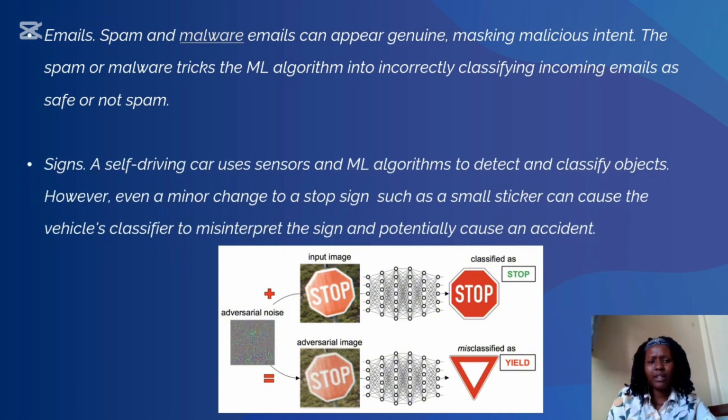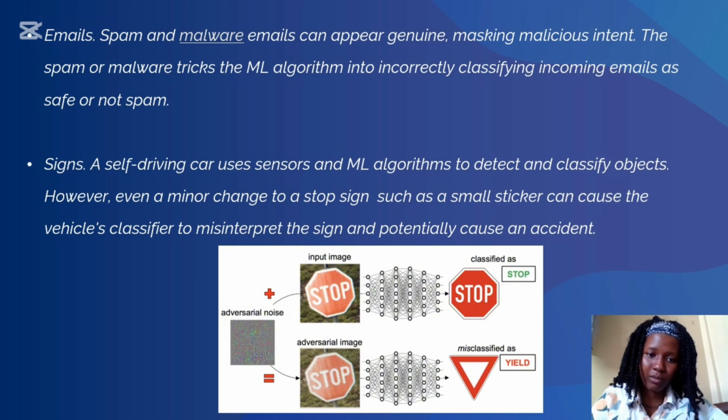So when you look at signs, a self-driving car usually uses sensors and machine learning algorithms to detect and classify the objects. However, when a minor change is made to a stop sign, or one of those other things it's trying to detect, it can cause the vehicle's classifier to misinterpret this sign and potentially cause an accident.